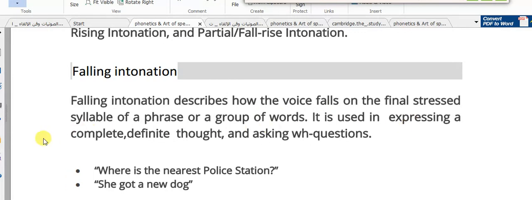It is used in expressing complete or definite thought and asking WH questions. طبعا اي حاجة فيها WH questions على طول زي where, how, who, what كل دي على طول لازم يكون فيها falling intonation في الاخر. يقول مثلا كده where is the nearest police station? Where is the nearest police station?